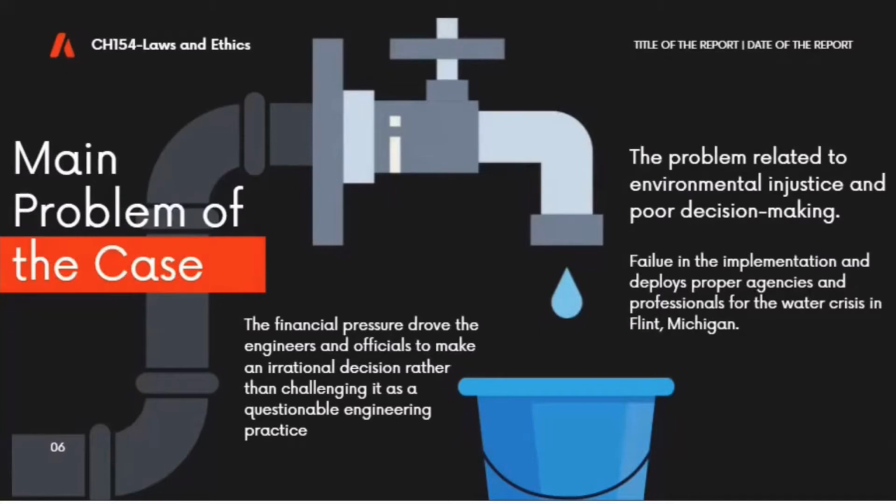So the crisis then gives rise to the importance of democracy, especially regarding the public's health. And as for the water quality, public health agencies should be involved instead of just the city's official decision. Furthermore, implementing the solution for the city's financial problem was deemed the primary problem and not the public health code structure. The problem addresses the failures in implementation and deploys proper agencies and professionals for the matter.